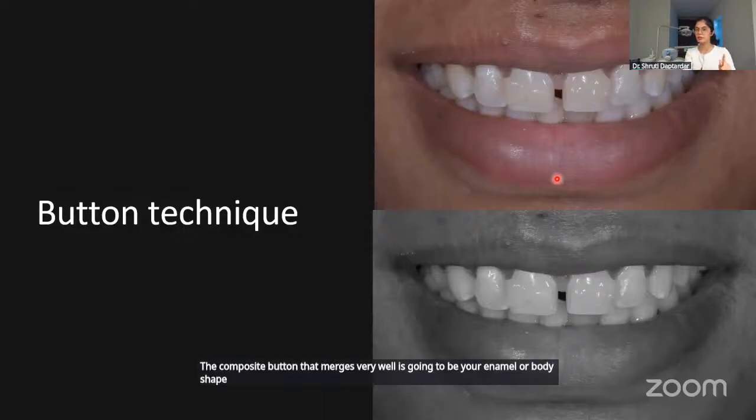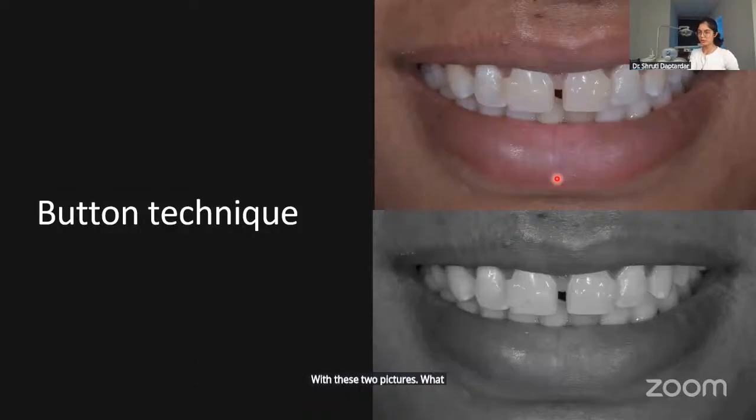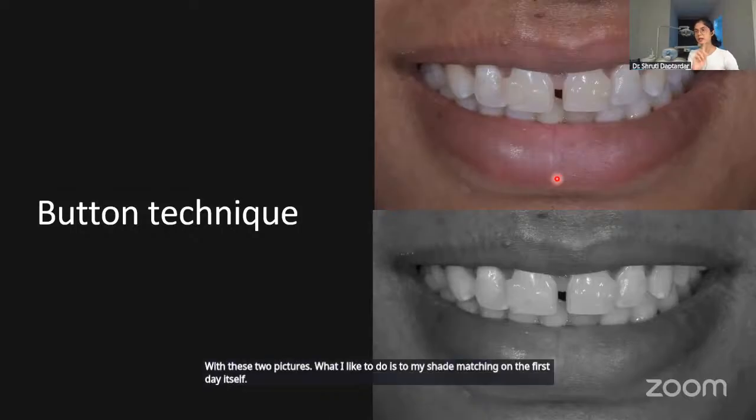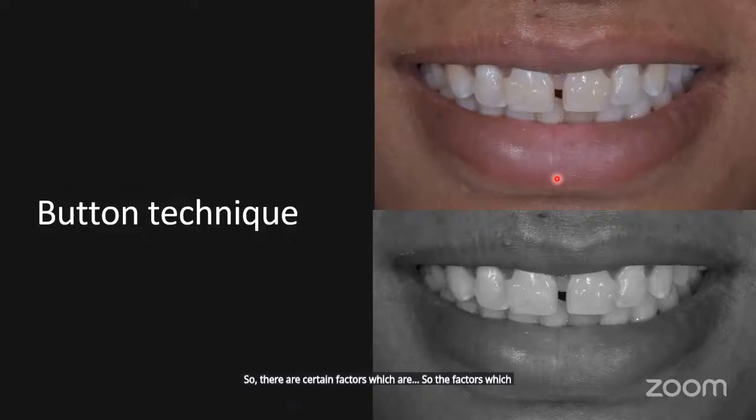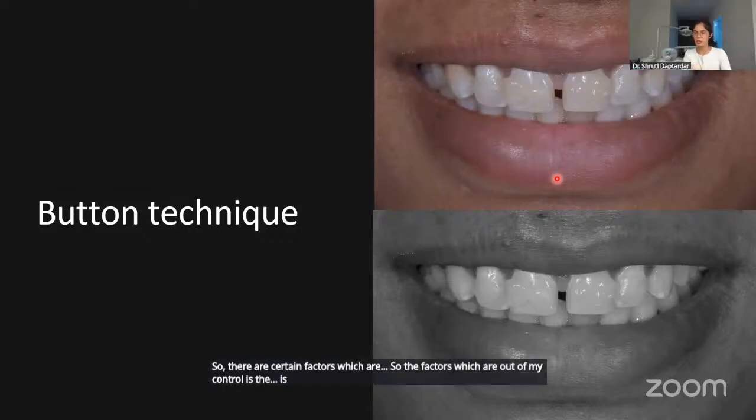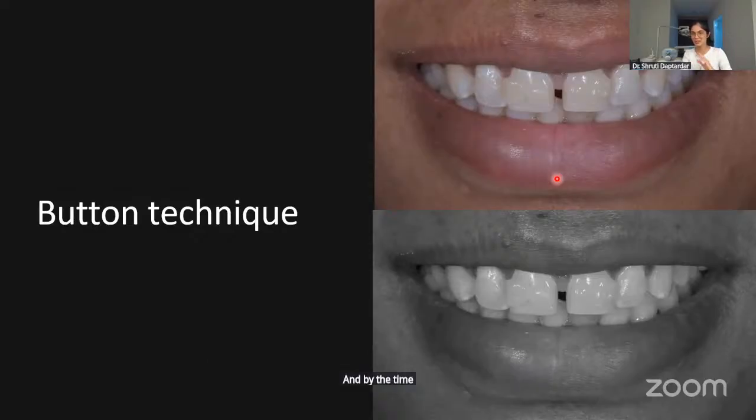So you need to reevaluate with these two pictures. What I like to do is do my shade matching on the first day itself and then reconfirm it on the day of my procedure. There are certain factors which are out of my control, like what if the patient has already dehydrated the tooth or done something, and by the time they come back it is not in the ideal condition. So I am not wrong when I am taking the shade and reconfirming it on the day of my procedure.